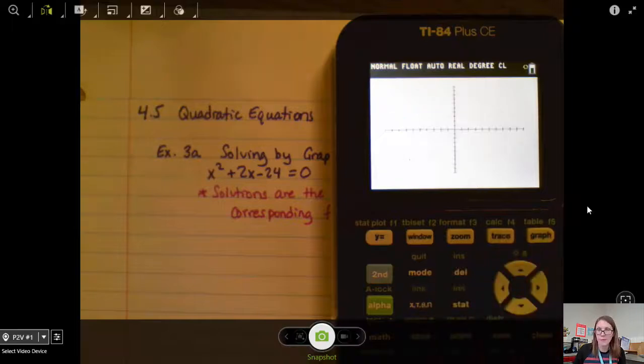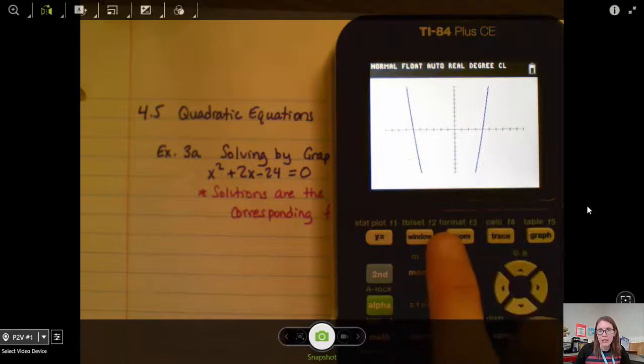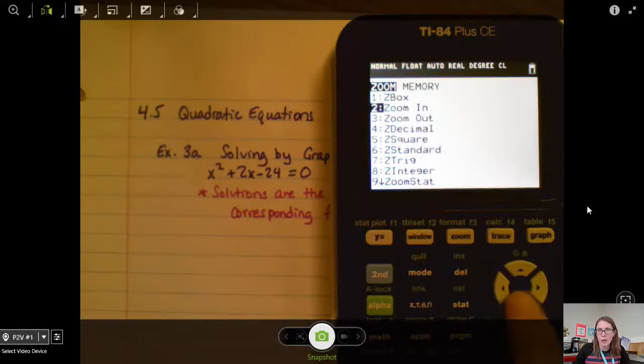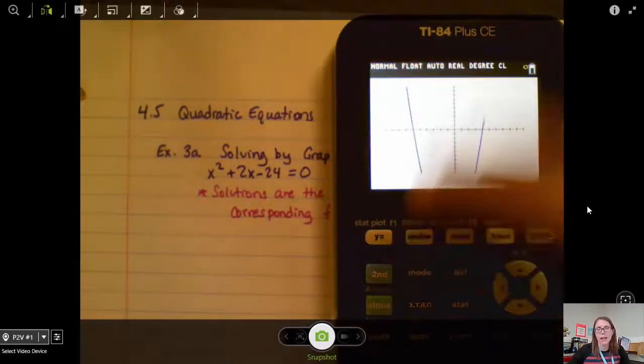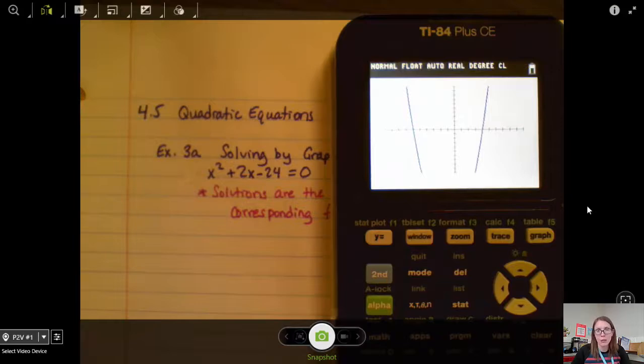x squared plus 2x minus 24. And then we'll hit graph. If your graph doesn't show up nicely, or if you have a really weird window, one quick way to get back to the standard window is to hit zoom and then go down right here to standard. That'll automatically put it as -10 to 10, -10 to 10, which is a nice window to have.